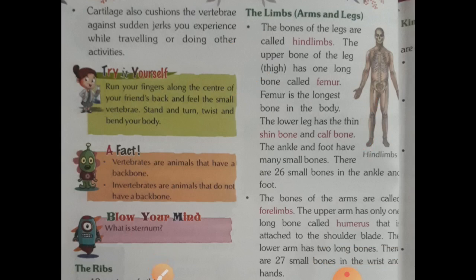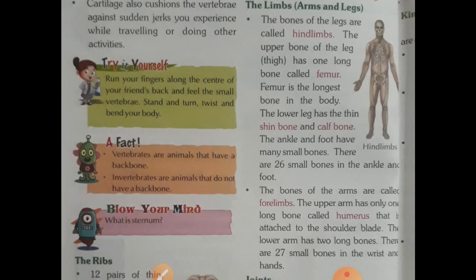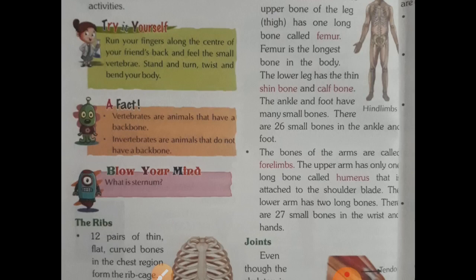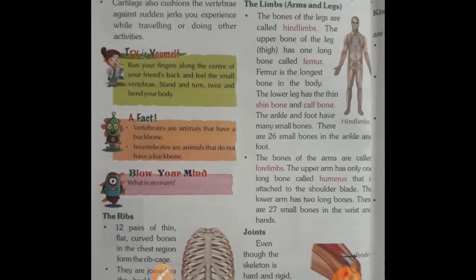The lower leg has the thin shin bone and calf bone. And the ankle and the foot have many small bones. There are 26 small bones in the ankle and the foot. So I have already explained to you that there are 26 small bones in the ankle and the foot. So this is about the hind limb.